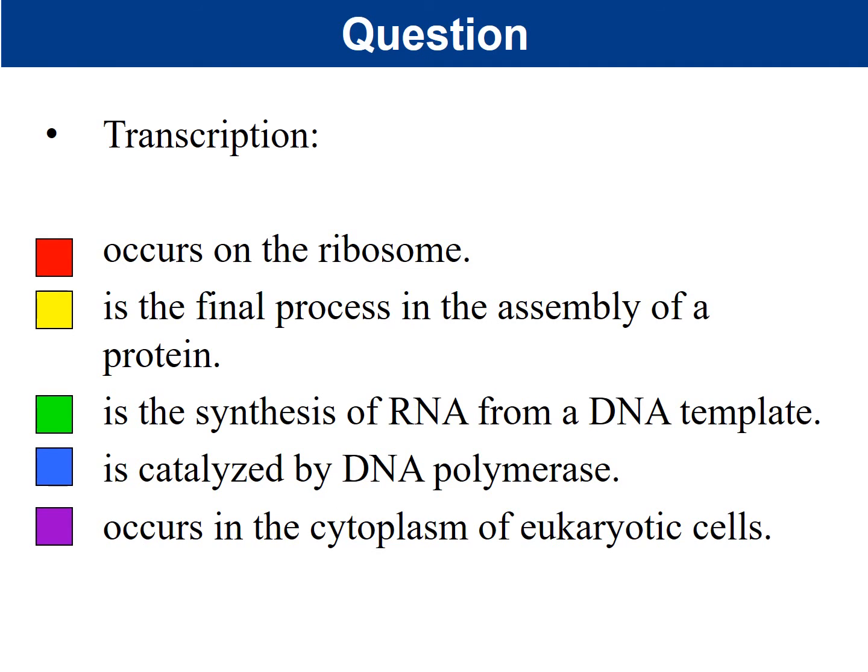And so, question for you. The question is: transcription. Is it red, occurs on the ribosome? Yellow, is the final process in the assembly of a protein. Green, is the synthesis of RNA from a DNA template. Blue, is catalyzed by DNA polymerase. Or purple, occurs in the cytoplasm of eukaryotic cells. I want you to think about the question, pause the video, and then when you're ready, push play to hear the answer.